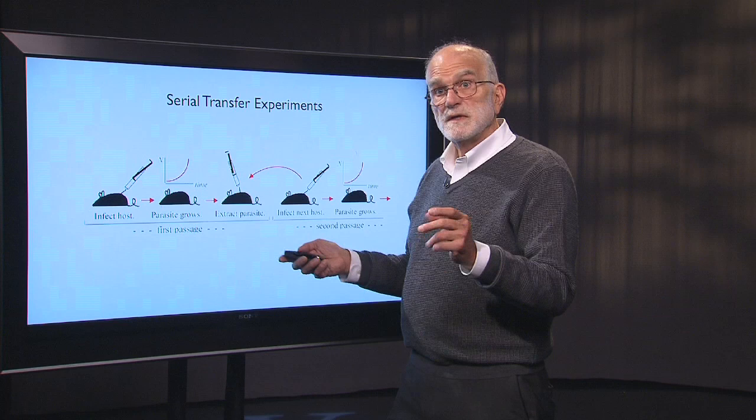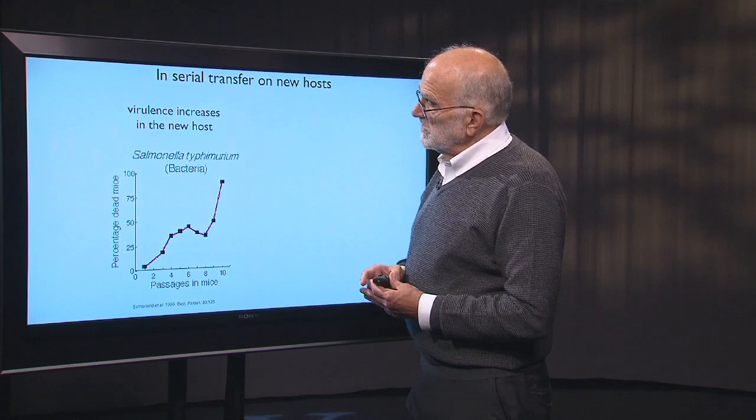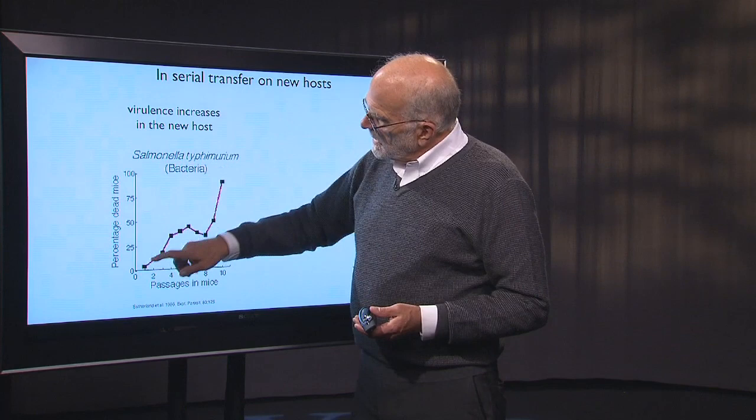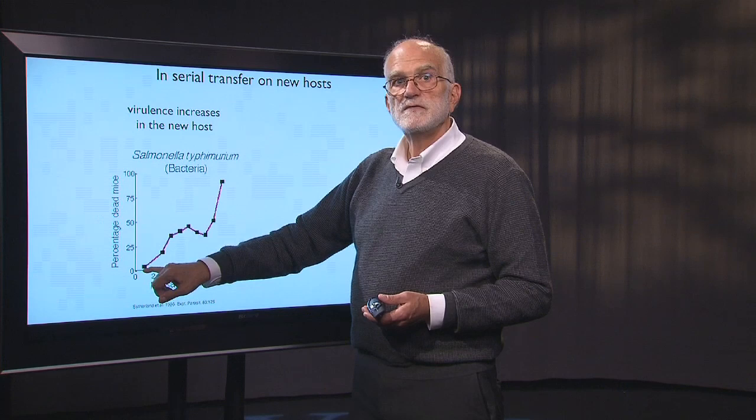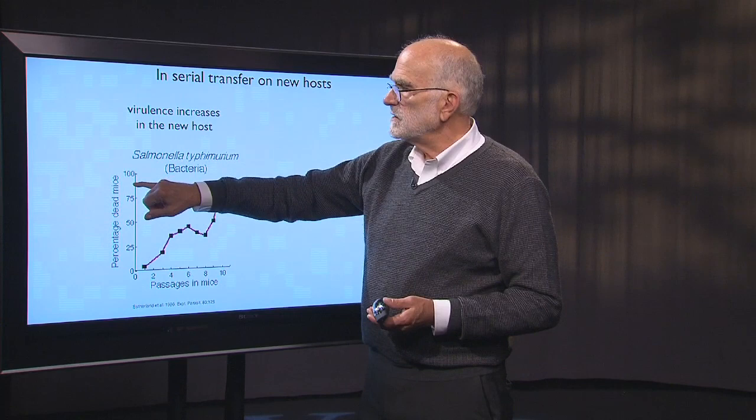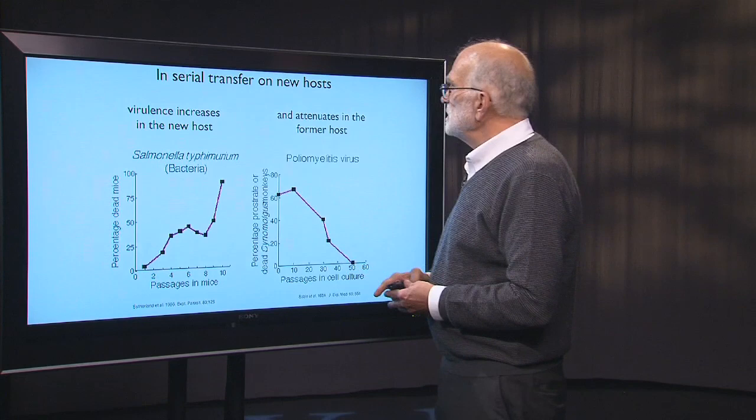So here's an example of the number of passages in mice for Salmonella typhimurium and the percentage of mice that are dead. So this is in the new host, okay? Virulence increases. At the beginning, there's very little virulence. Very few mice die. After 10 passages, 90% of the mice are being killed. It's getting very good at exploiting that mouse host. What happens in the former host?